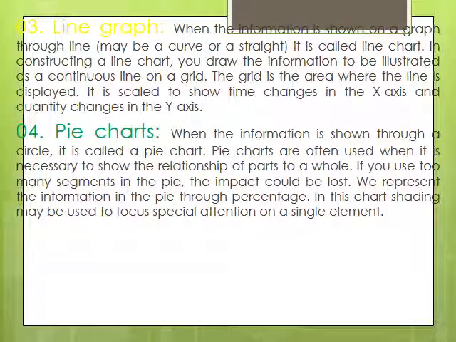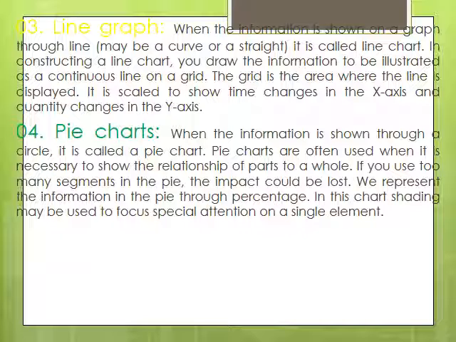Line graph. When the information is shown on a graph through a line, maybe a curve or a straight line, it is called line chart. In constructing a line chart, you draw the information to be illustrated as a continuous line on a grid. The grid is the area where the line is displayed. It is scaled to show time sense in the x-axis and quantity sense in the y-axis.